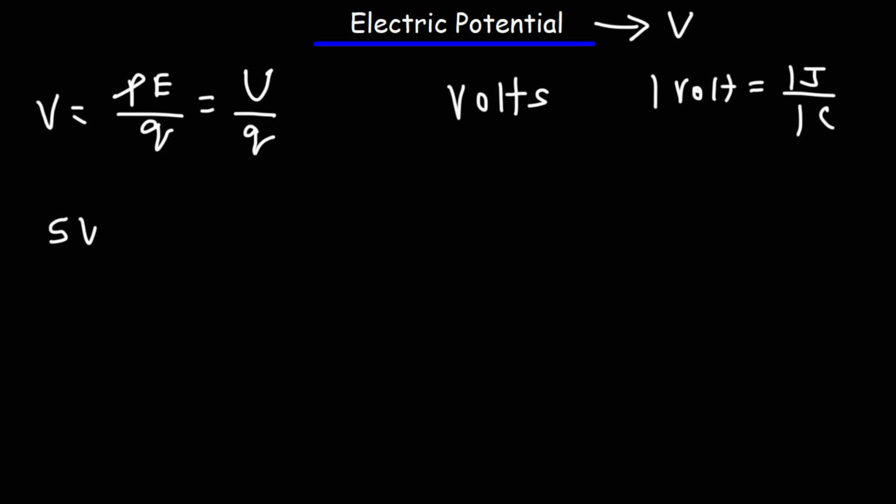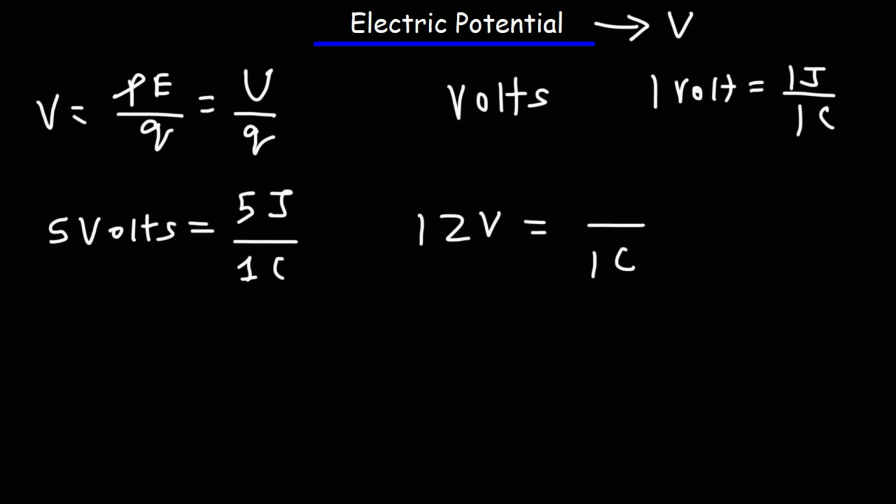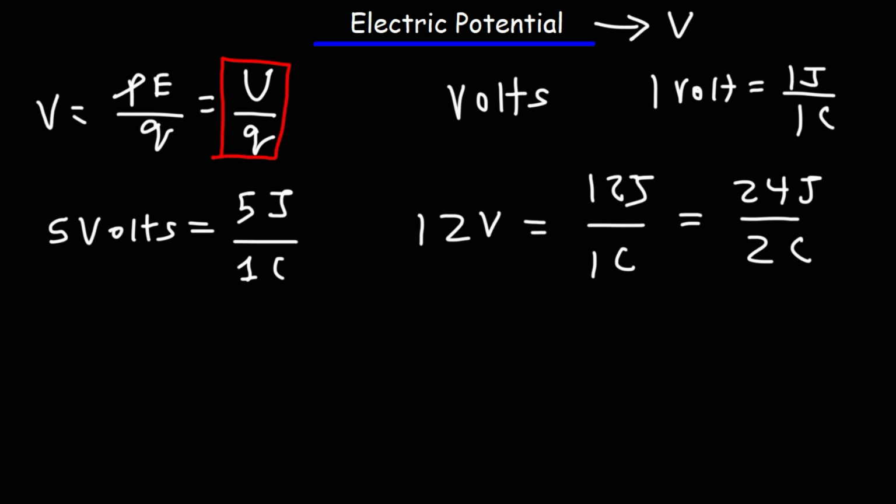So an electric potential of 5 volts means that a 1 coulomb charge has 5 joules of potential energy. An electric potential of 12 volts means that a 1 coulomb charge has 12 joules of potential energy with respect to some reference point, of course. Or you could say that 2 coulombs of charge has 24 joules of potential energy. So electric potential is simply the ratio of electric potential energy per unit charge.